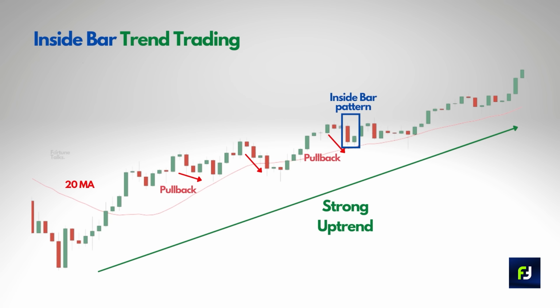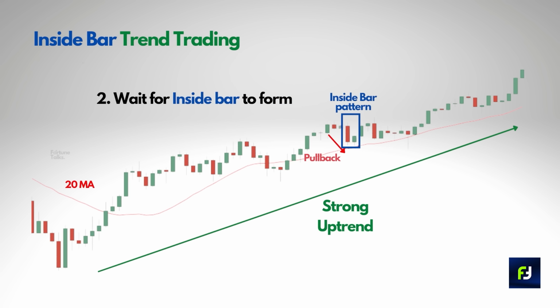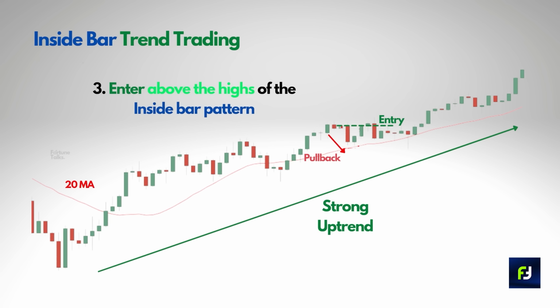Here's how you can approach the trade when you are going long on the market. As we have mentioned, the price is in a strong trend, that is, the price is above the 20 moving average. We have to wait for a pullback to occur, and if the pullback has occurred, we have to wait for an inside bar to form. If the inside bar is also formed, then you can go long when the price breaks above the high of the candle previous to the inside bar.